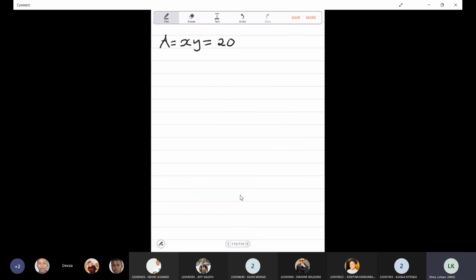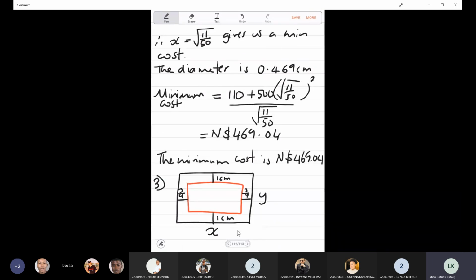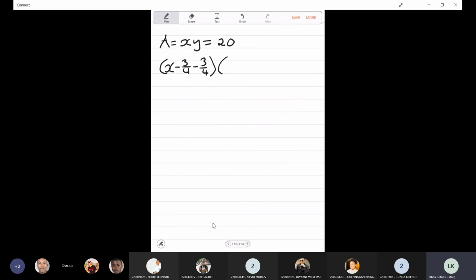So that is your length. So you have x minus 3 over 4 on the left, and then you subtract it again, or times 2. And then from the top and the bottom, you subtract this 1 and that 1, so it's y minus 1 minus 1. So minus 1 minus 1, and this is the area that we are looking for. So this is maybe the area of the paper, and this area here is the one that we're looking for.